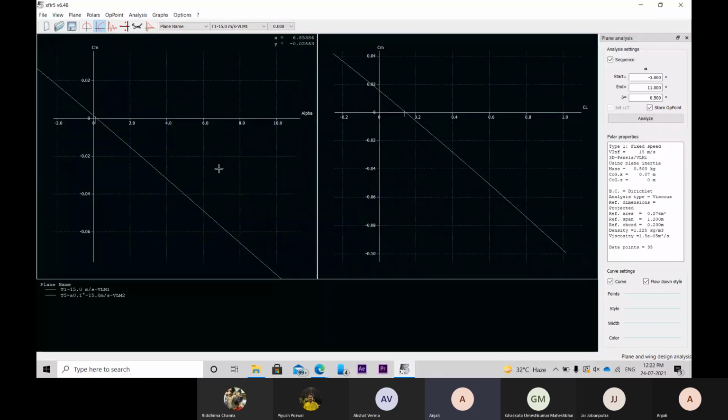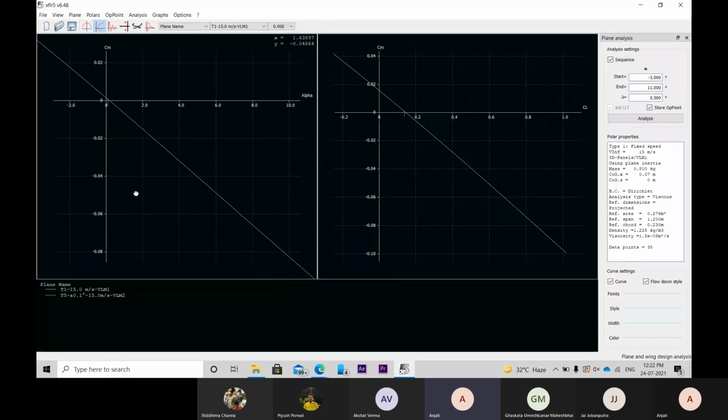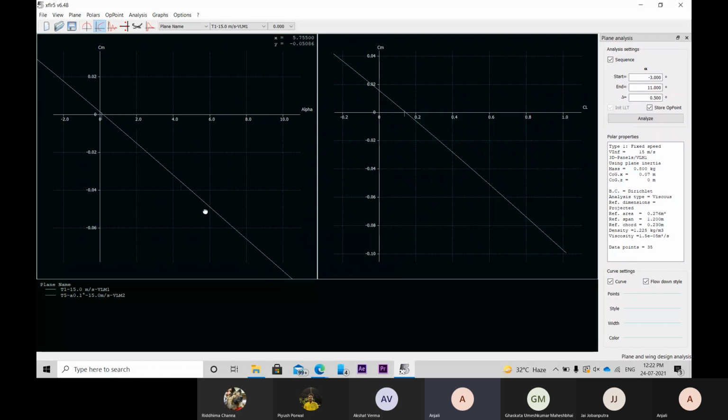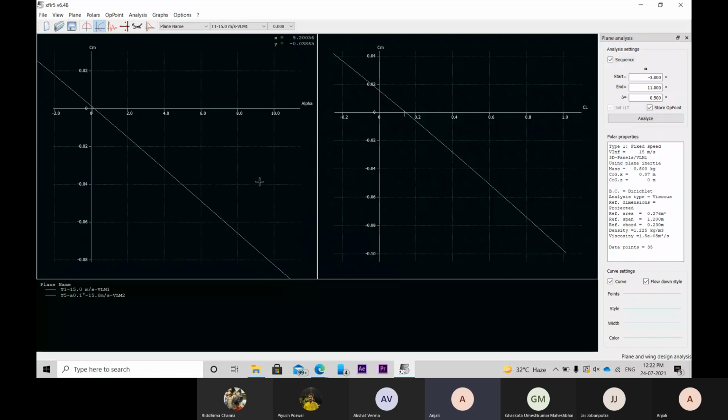The main thing to notice in these two graphs is the negative slope. These graphs have to be negative for the longitudinal stability. And why is that? Let's say a condition in which your plane is flying horizontally, and suddenly the wind rises and the nose of your plane goes up, which means the angle of attack of your plane is positive. And as you can see in the graph, the angle of attack is positive.